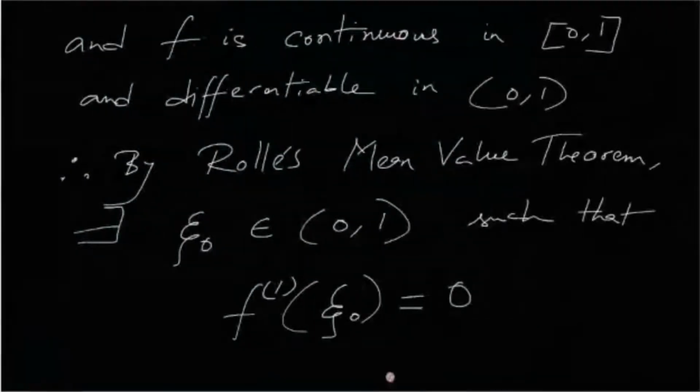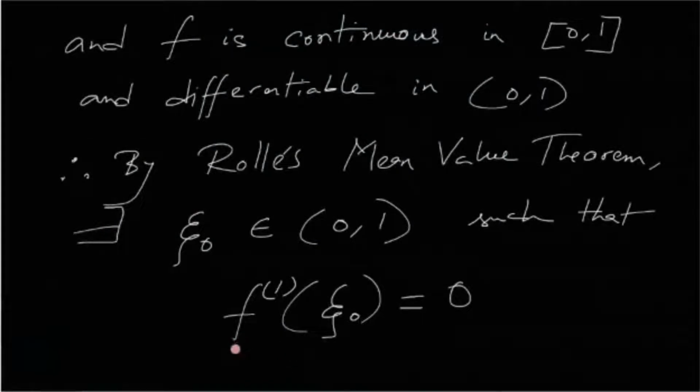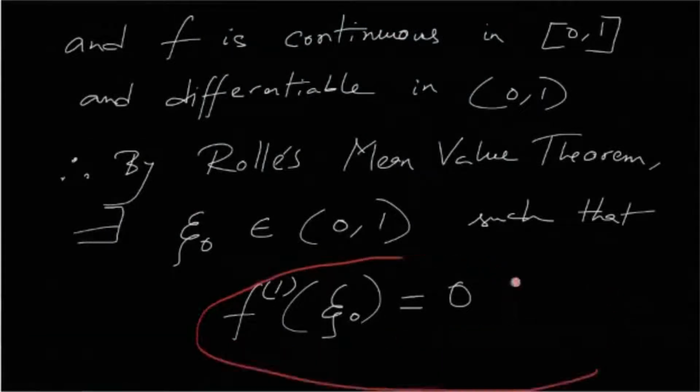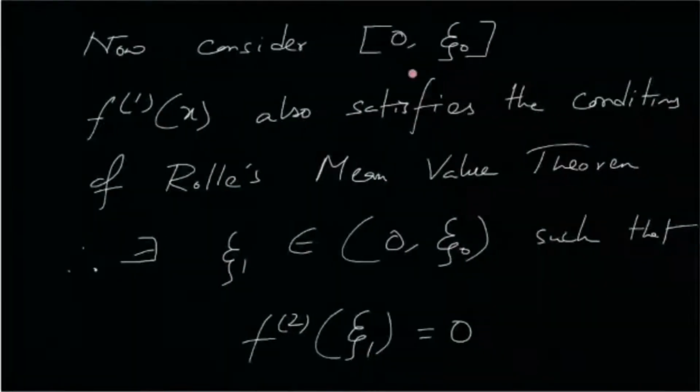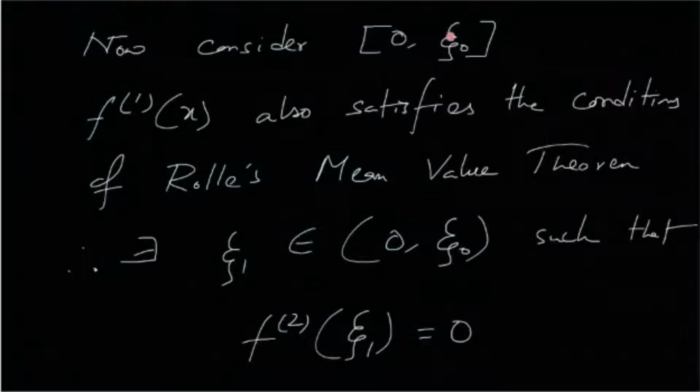And by what we just did, f1 of xi naught is also 0 by the RMVT. So the function f1 is 0 at both of the endpoints, and it also satisfies the other conditions of continuity and differentiability, because it is infinitely differentiable. So again it satisfies the RMVT. Therefore there exists a xi1 in the interval (0, xi naught) such that f2 of xi1 is 0, that means the derivative of the first derivative, the second derivative of the original function, f2 of xi1 is 0.